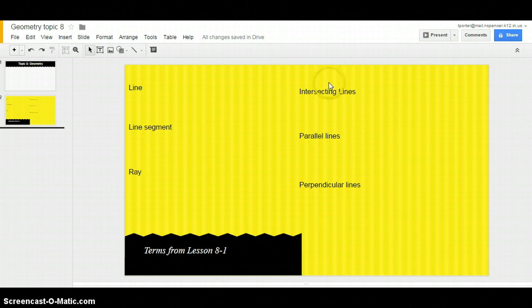Here we go. Line. Line segment. Ray. Intersecting lines. Parallel lines. Perpendicular lines.